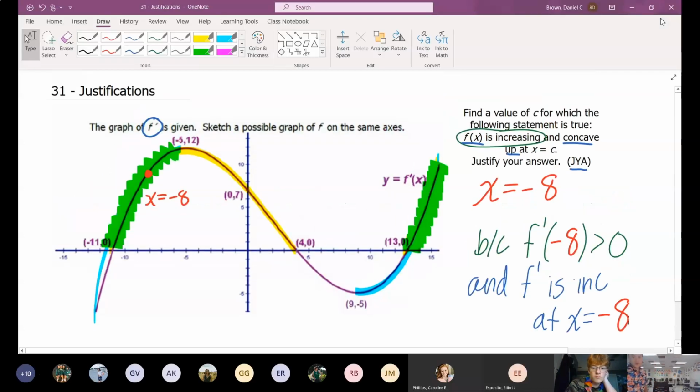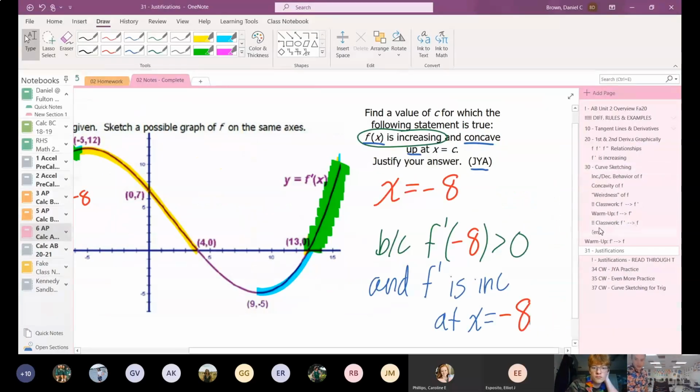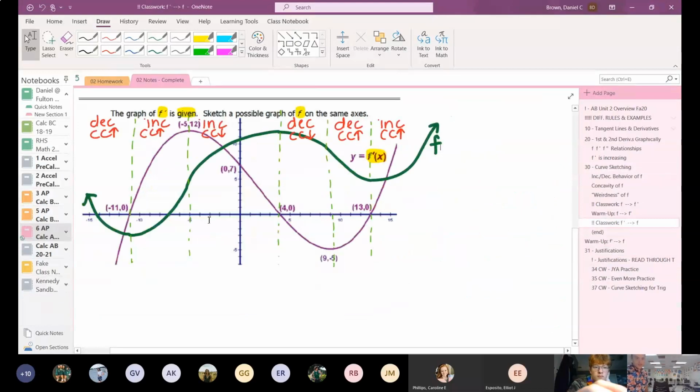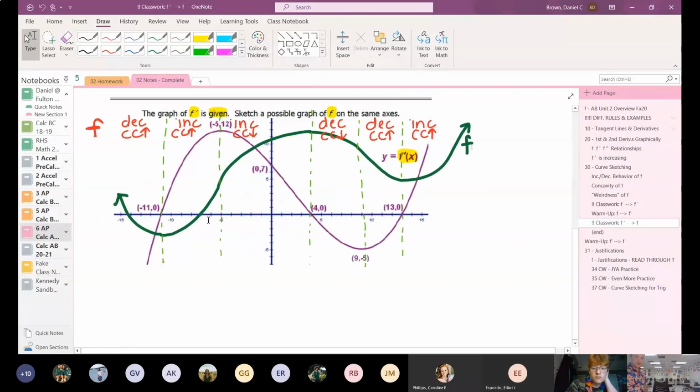Now, we actually drew this one yesterday. I'm about to pull it up so we can compare it. Here's what our graph looked like. At -8, it's down here. We can see that the graph is increasing there and concave up. So we can see how our justification made connections to something that we already did.